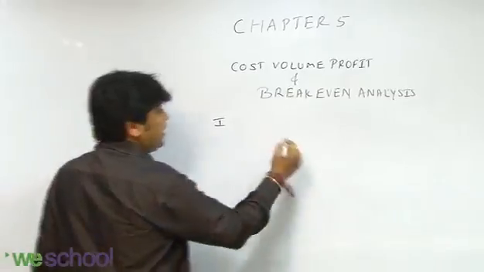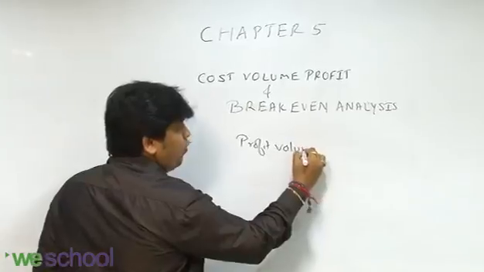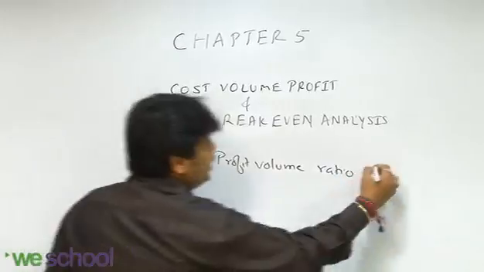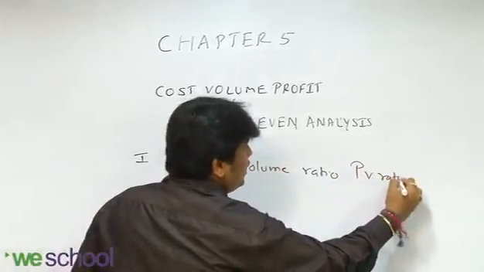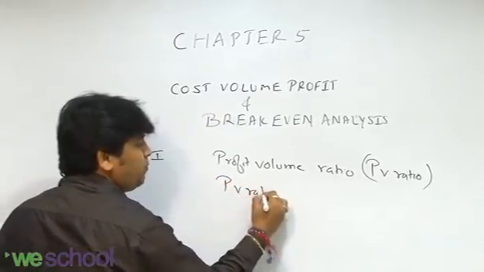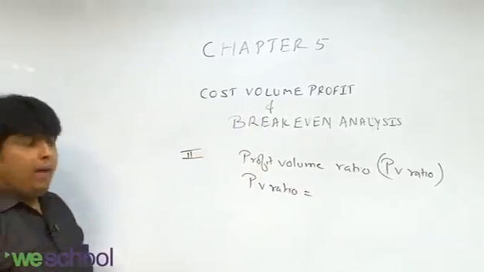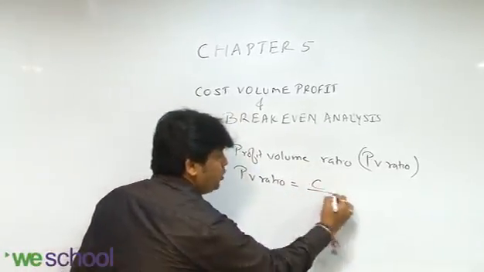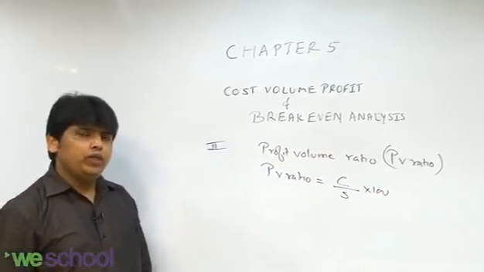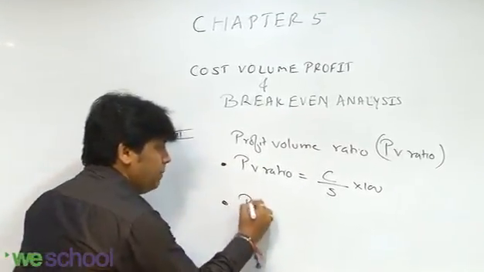The second formula is PV ratio, profit volume ratio. Profit volume ratio, the short form we call it PV ratio. We have two formulas for PV ratio. I am giving you the second formula, PV ratio. PV ratio is contribution upon sales into 100. PV ratio is contribution upon sales into 100. Now this is the first formula for PV ratio.